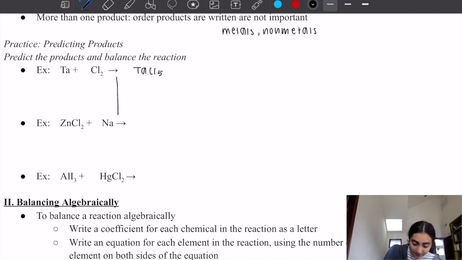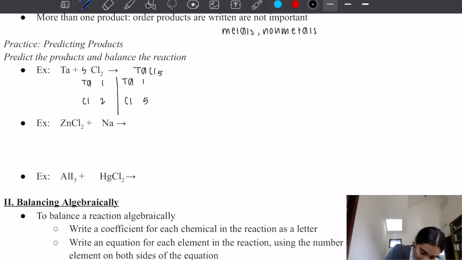Now I need to balance. So I'm going to draw my chart and write how many tantalums and chlorines I have on each side. I have 1 tantalum and 2 chlorines on the reactant side, and 1 tantalum and 5 chlorines on the product side. I cannot multiply chlorine by any whole number coefficient in order to go from an even number to an odd number. So I'm going to find the least common multiple between 2 and 5, which is 10. And I'm going to use my coefficients to make sure there are 10 chlorines on both sides, because that is the least number of chlorines I can get by using whole coefficients.